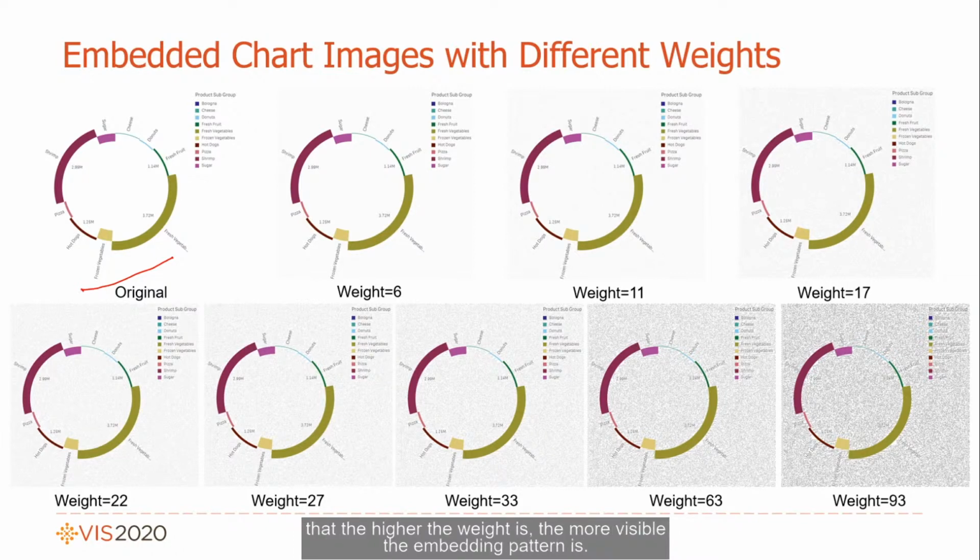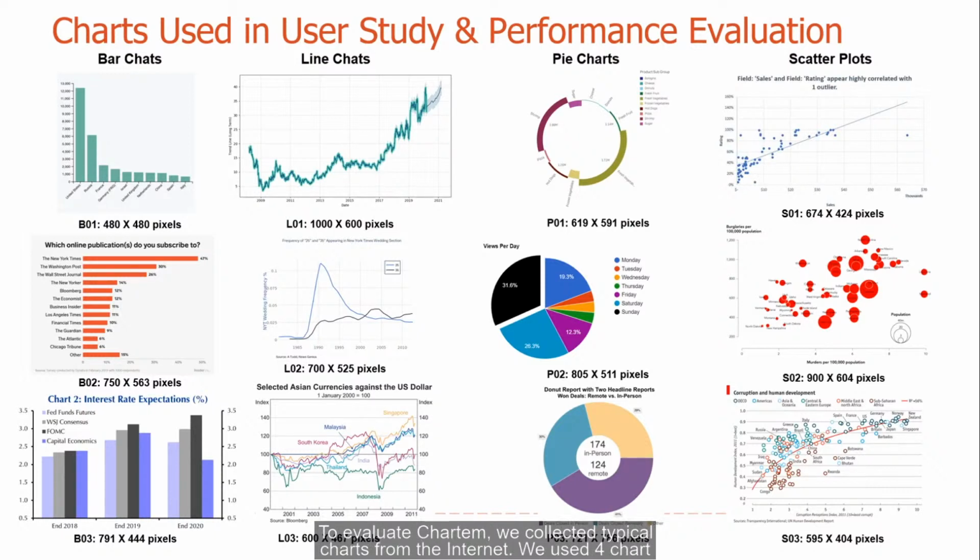We can see that the higher the weight is, the more visible the embedding pattern is. To evaluate Charten, we collected typical charts from the internet. We used 4 chart types, and each type contained 3 charts in our experiments. These 12 charts are shown here.